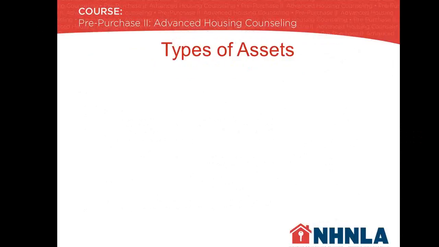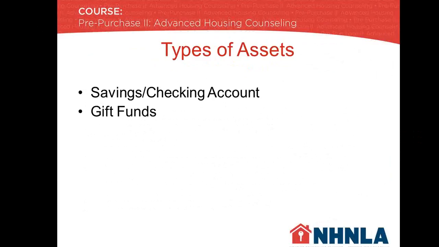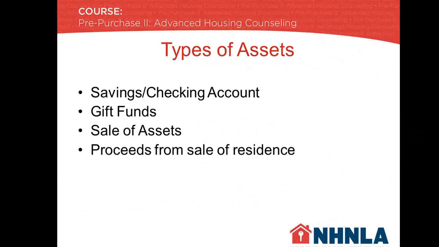Now let's finish up section 1 by running through a couple of slides that list different types of assets. On the first slide we have savings and checking accounts, gift funds, which can sometimes be counted for the purchase, sale of assets, other assets the homeowner may have, or proceeds from the sale of one house for the purchase of another. Collateralized loans, which means borrowing from one asset or another asset to purchase, but of course that payment has to be counted when you're doing the debt-to-income ratio.